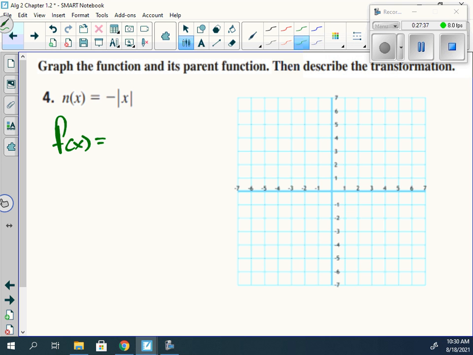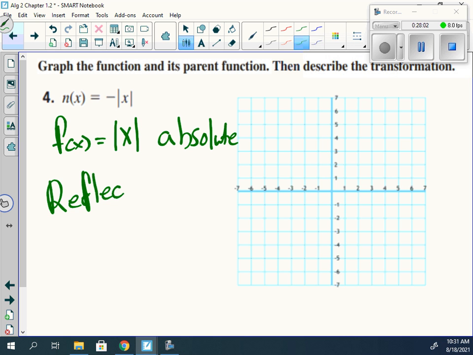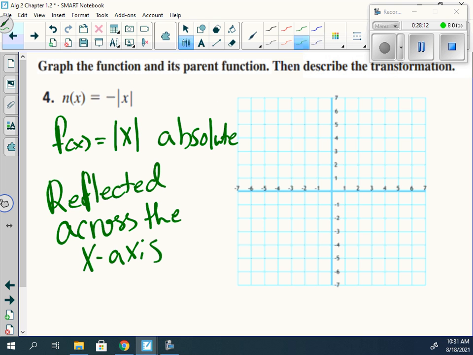How about this one's parent function? Absolute value, it has the absolute value bars. Well, we didn't add or subtract anything on the inside or outside. Or across. Reflected across the x-axis.